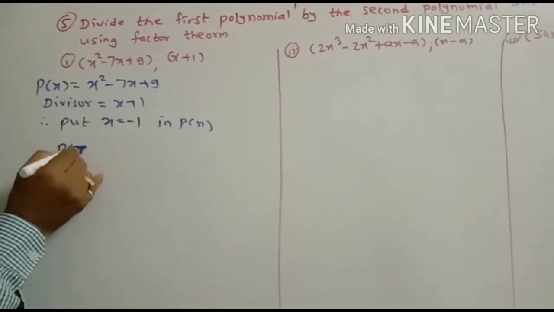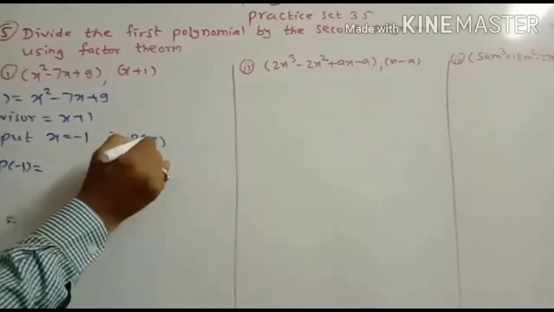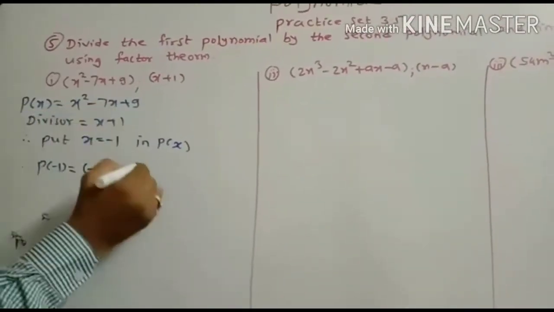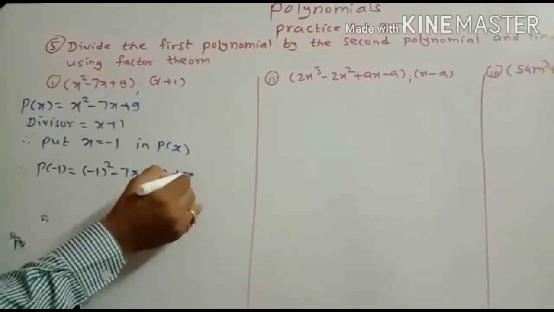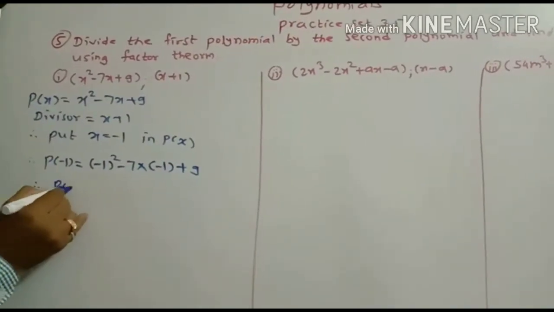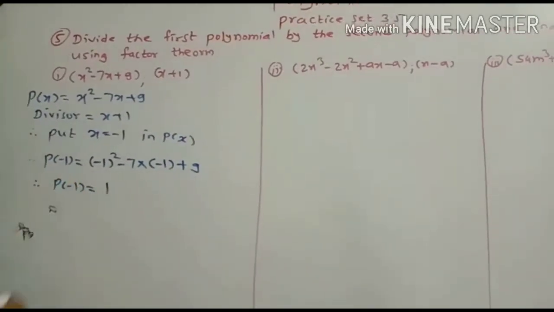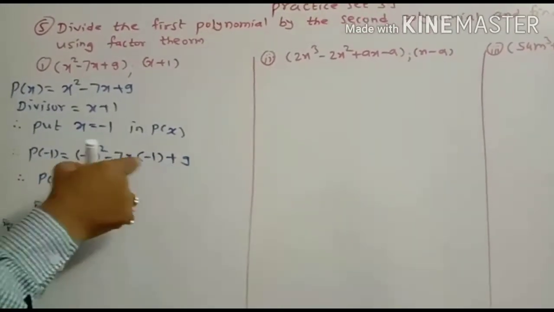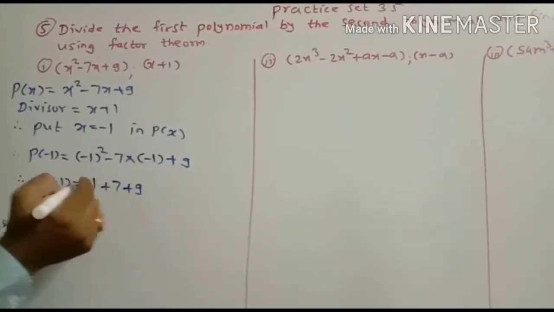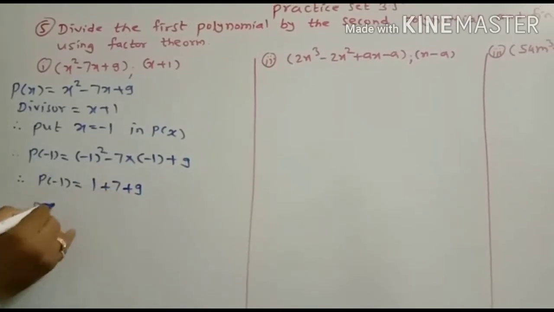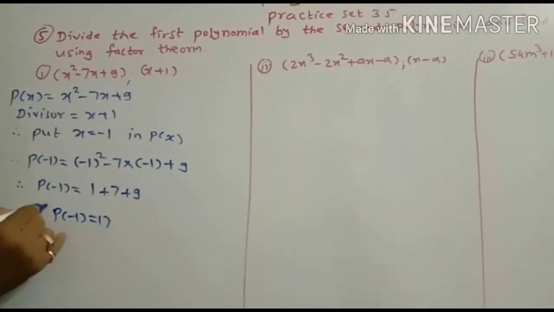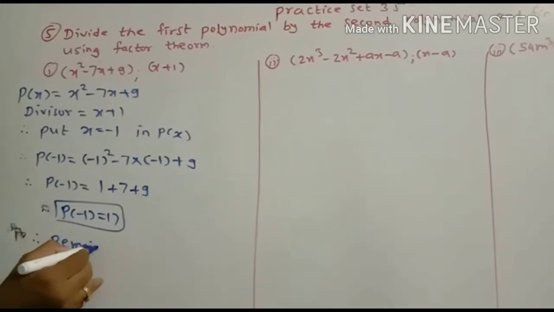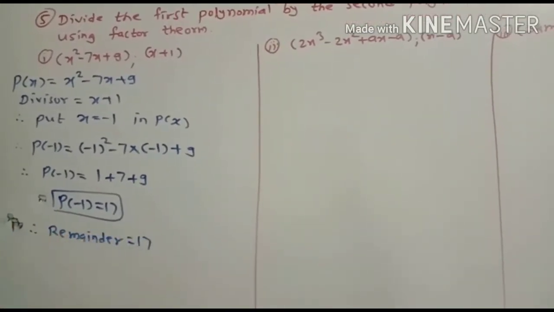That means p of minus 1 is equal to x square means minus 1 square, minus 7x, that is minus 7 into minus 1, plus 9 as it is. Now p of minus 1 is equal to square of minus 1 is 1, minus minus gets plus 7, 7 ones are 7 plus 9, 9 plus 1 is 10, 10 plus 7 is 17, and therefore p of minus 1 is 17. That means the remainder is 17.